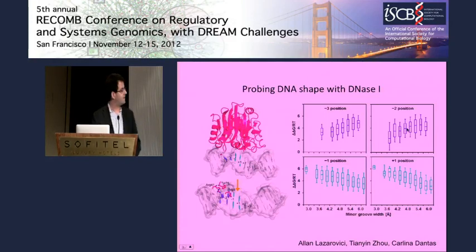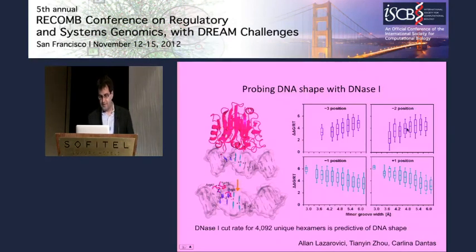the groove is narrower. And this can be explained with what I've shown before. The groove gets narrower, so these arginines get better attracted to the minor groove. And in these other 2 positions shown in green, the DNase cut rate increases when the groove is wider. You might wonder, delta G is proportional to a minus log of the cut rate. So we have shown that DNase 1 can be used as a tool to probe DNA shape.